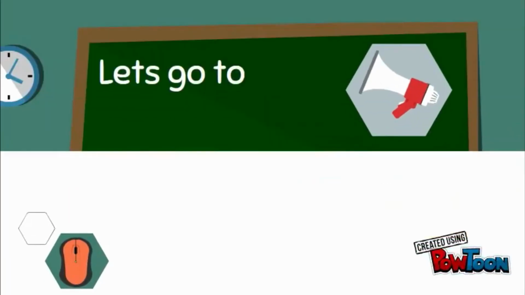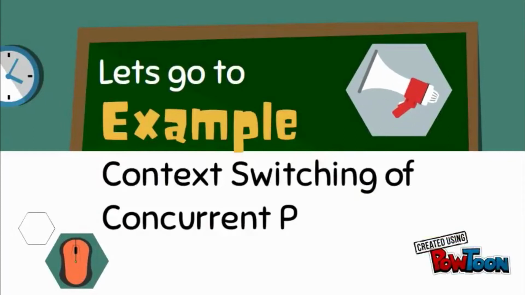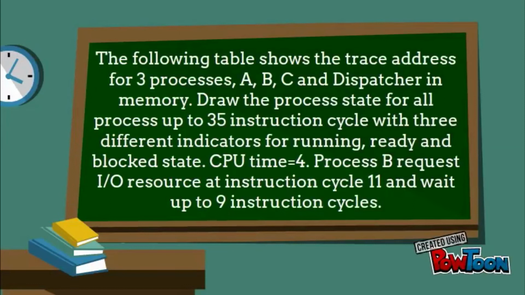Now, let's go to an example question. The following table shows the trace address for 3 processes, A, B, C and the dispatcher in memory. Draw the process state for all processes up to 35 instruction cycles with 3 different indicators for running, ready and blocked state. CPU time is equal to 4. Process B requests an input-output resource at instruction cycle 11 and waits up to 9 instruction cycles.